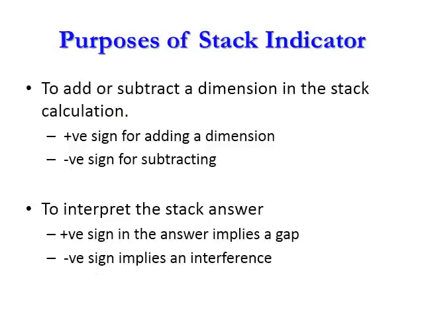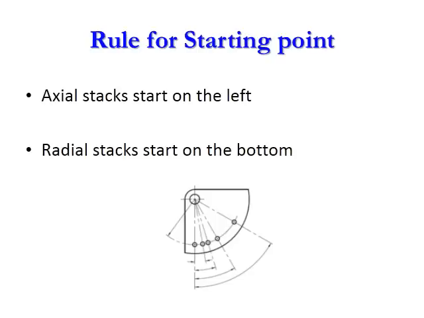Purposes of stack indicators. There are two purposes. Why do we use a stack indicator? First, to add or subtract a dimension in the stack calculation, whether we have to add or subtract a dimension. The positive sign is for adding a dimension, negative sign for subtracting. And second purpose, to interpret the stack answer. If there is a positive sign in the answer, it implies there is a gap between the parts. If there is a negative sign, it implies an interference.